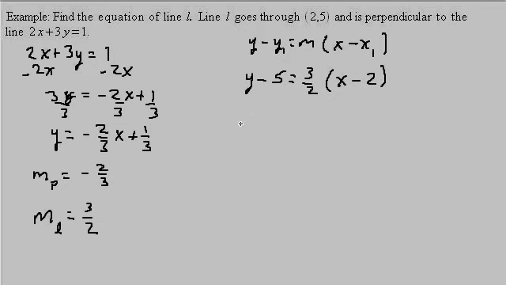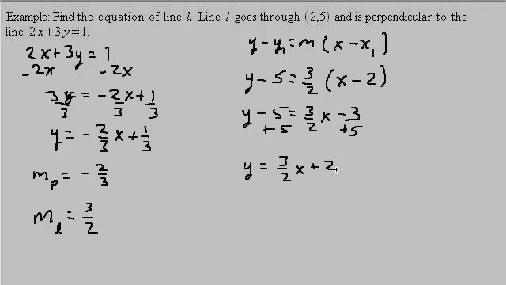So I plug this in, and then I solve for y. So I get y - 5 = 3/2 (x - 3). And then I add 5 to both sides. So I get y = 3/2 x + 2. And there's the equation of my line.